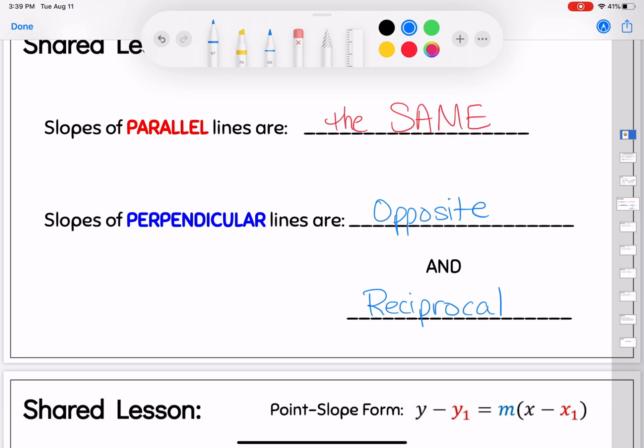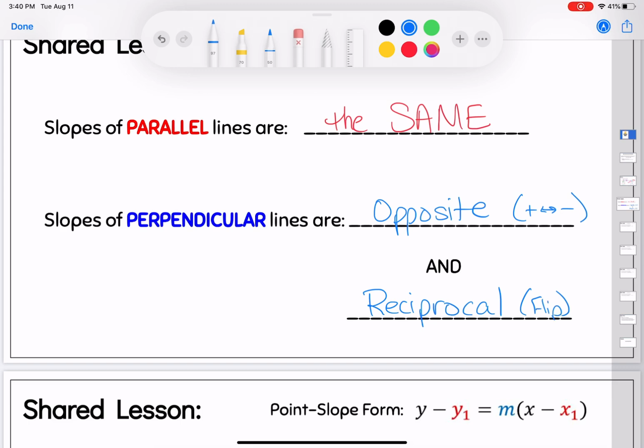So two things have to change for perpendicular lines. Well, you have to go from positive to negative, and then the reciprocal means flip, right? Positive to negative or the opposite, and then reciprocal means flip it upside down, whatever that fraction is. And if it's not written as a fraction, remember, you always just put it over 1 and it becomes a fraction.